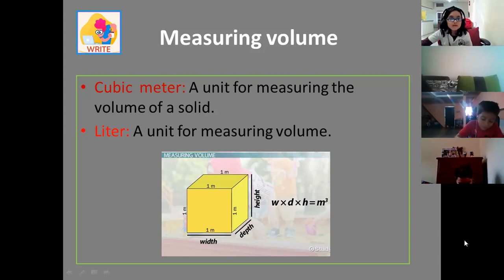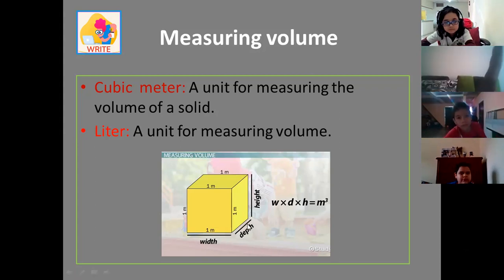So this is measuring. What does it mean? That I'm going to measure the width, the depth, and the height. So el largo por el ancho y la altura. So that it's going to make when we measure. You see, this is the wide, the depth, and the height.